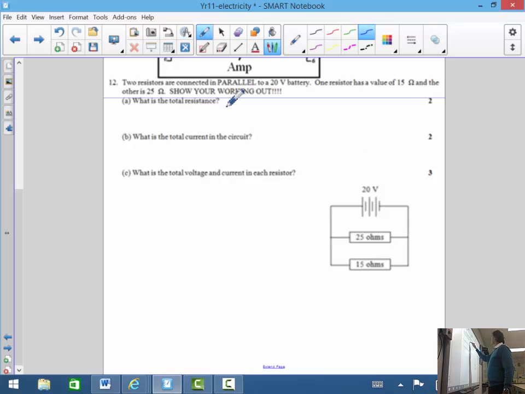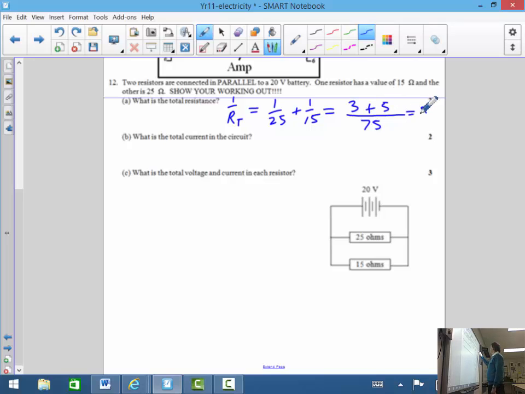So they're getting me to show you working out here for the total resistance in parallel. It's not series, so you don't just add them together. 1/25 plus 1/15. So we need to look for a lowest common multiple of these numbers that goes into 25 and 15, so 75. So 25 is going into 75 3 times, so 3 ones are 3. 15 is going into 75 5 times, so 5 ones are 5.